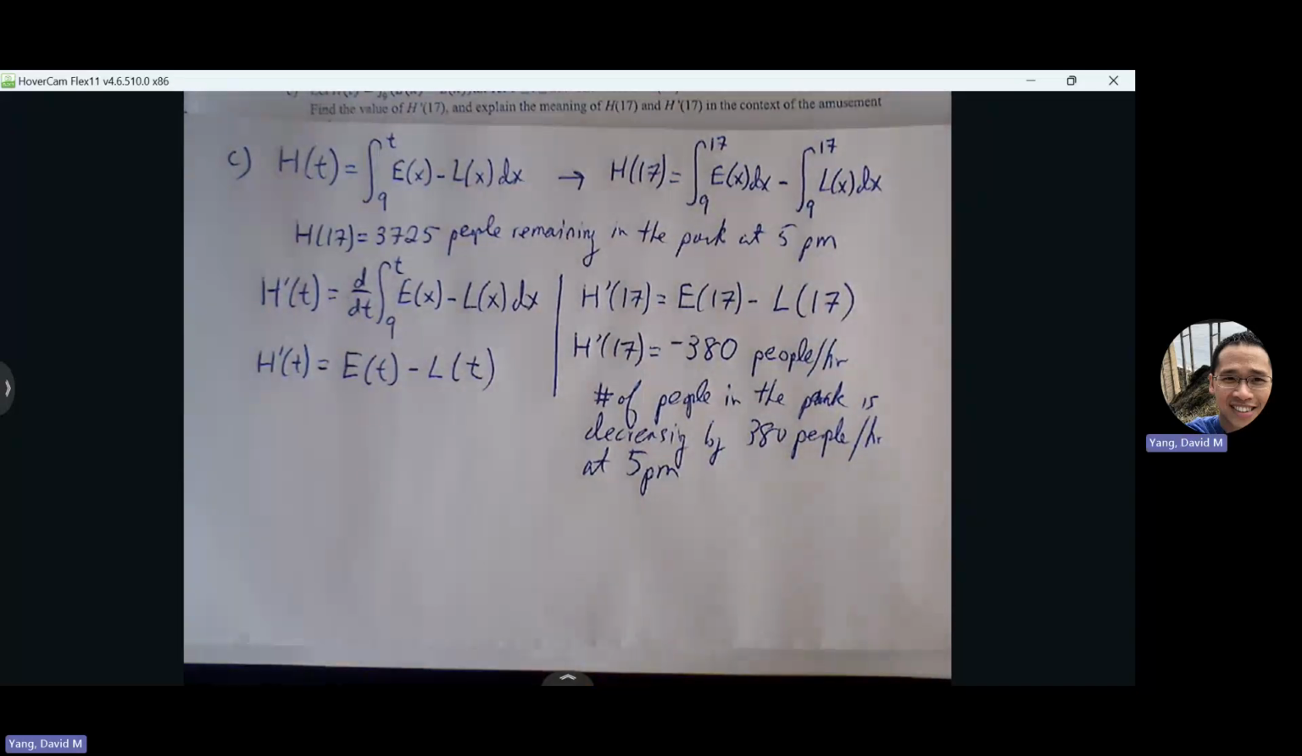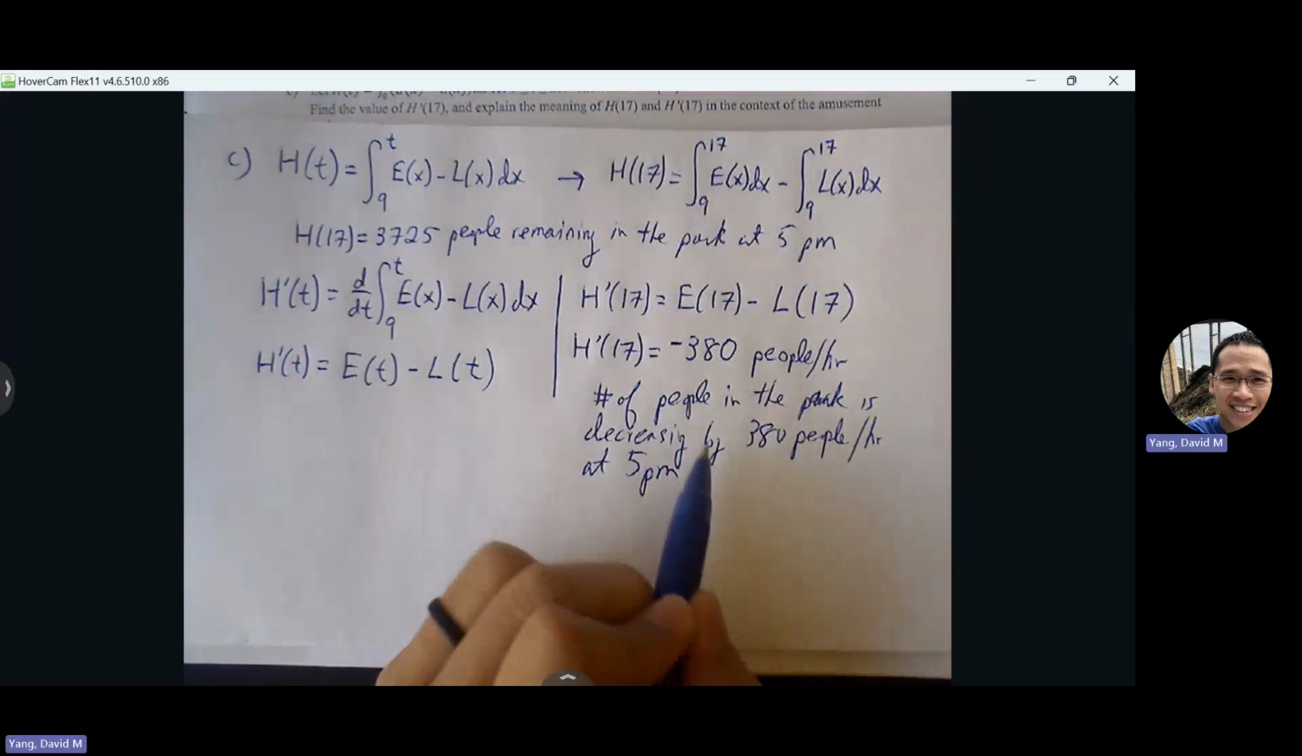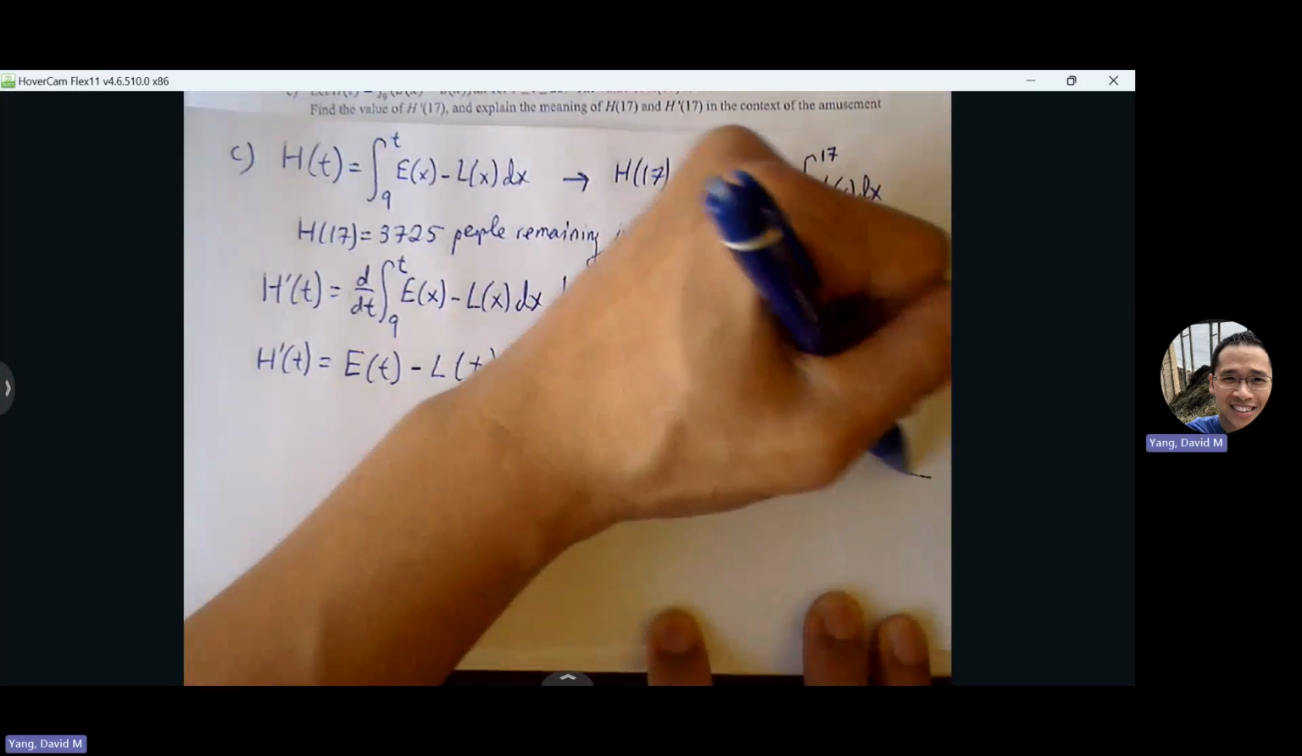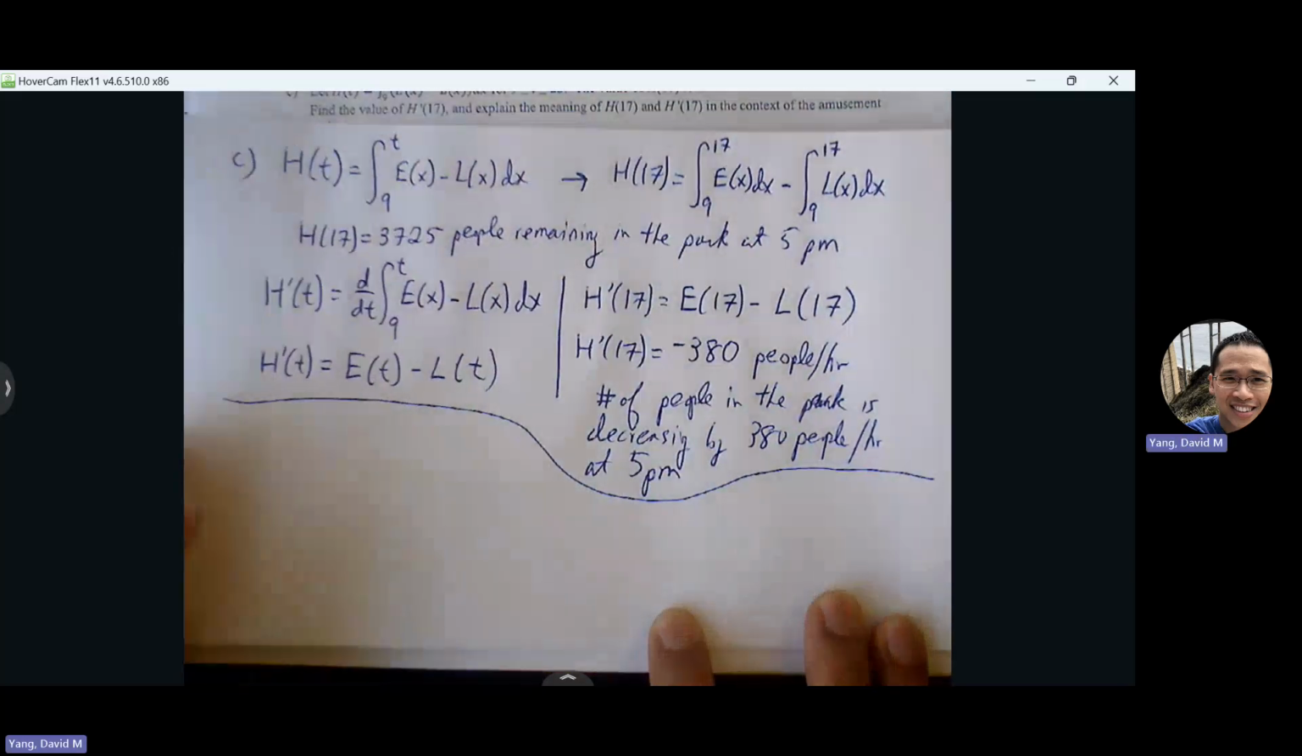The park population is shrinking by this number, that's 380 people per hour, because more people are leaving the park, and that park size is decreasing.